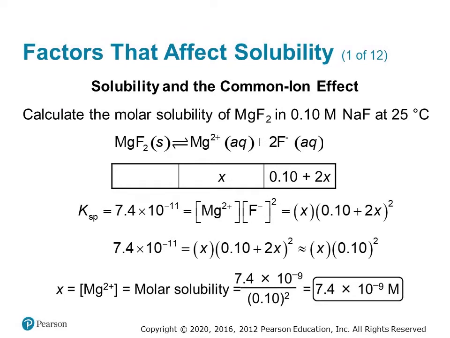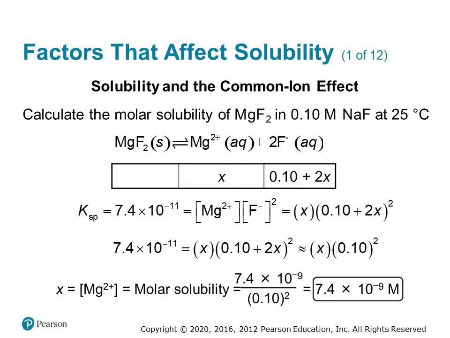The common ion effect applies to solubility equilibria too. Consider this example. We just found the molar solubility of MgF2 in pure water, but what is its molar solubility in a 0.10 molar sodium fluoride solution at the same temperature? Since the solution already contains 0.10 molar concentration of fluoride ions, our equilibrium concentration of those ions will not be 0 plus 2x, but 0.10 plus 2x. Plugging this in for fluoride concentration and x for magnesium concentration gives us the result shown here.